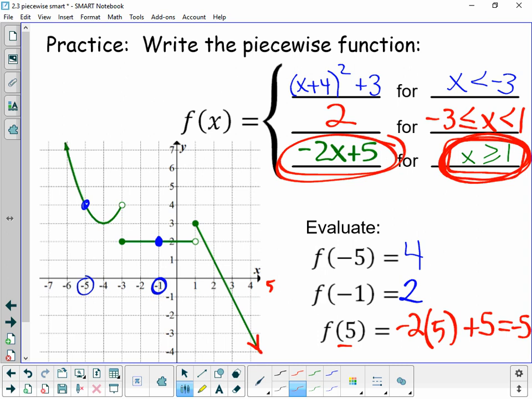And you can kind of see that if we did project over one more unit, it looks like it would be down at negative 5. So that makes sense given the graph that we're looking at.